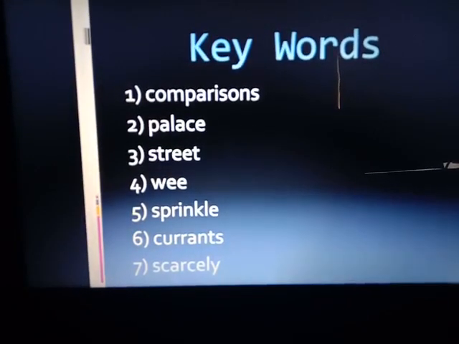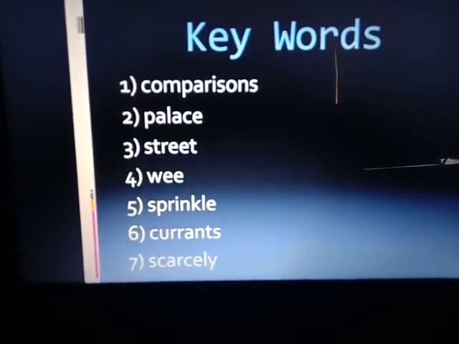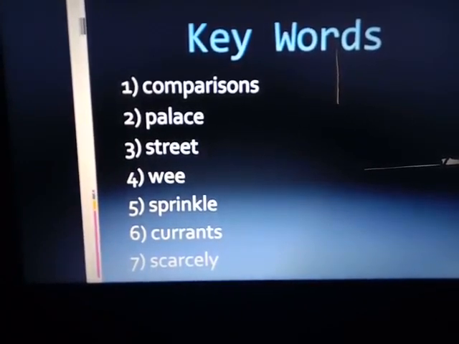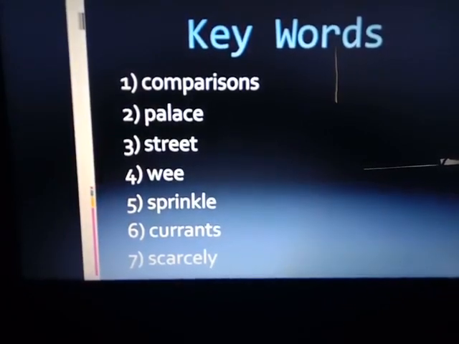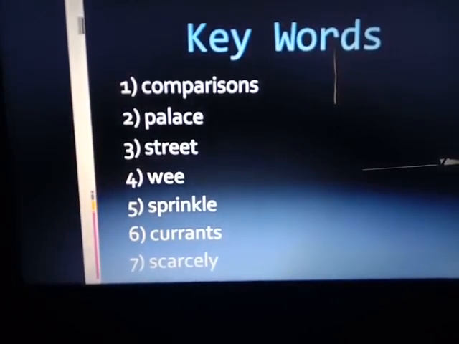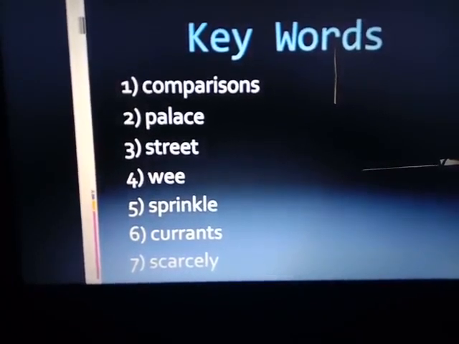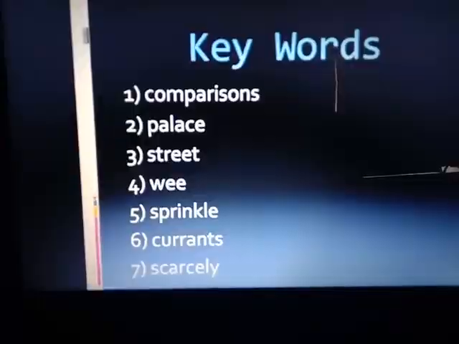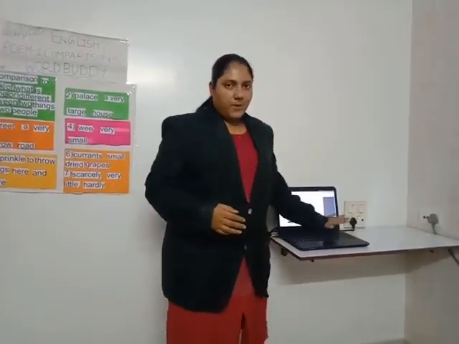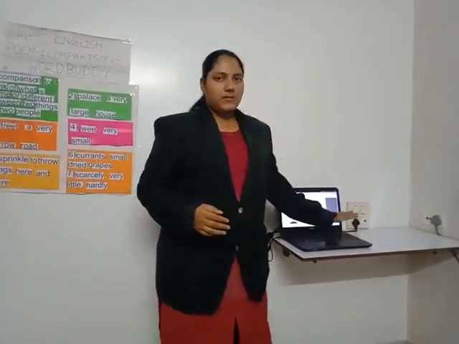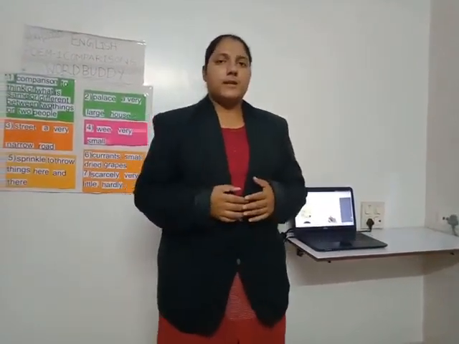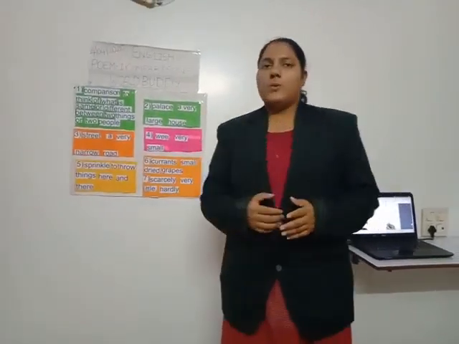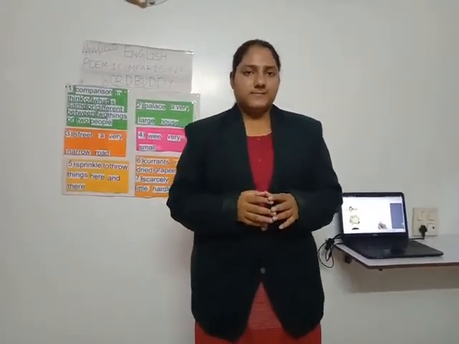Comparisons. Second, palace. Third, street. Fourth, we. Fifth, sprinkle. Sixth, currants. Seventh, scarcely. So now let's discuss word body. So we have read the poem, we have seen the keywords, we have seen the word body also, but still if you are not clear, I would like to show you word body one by one.